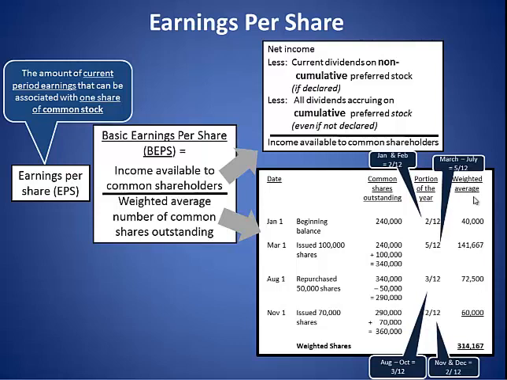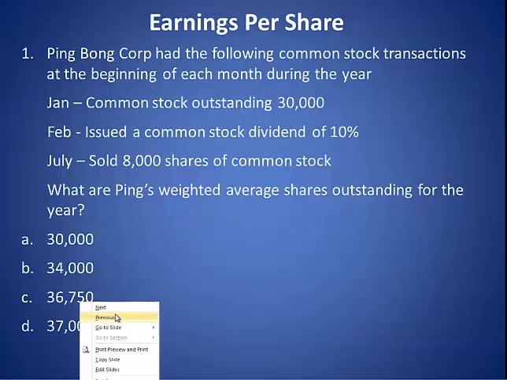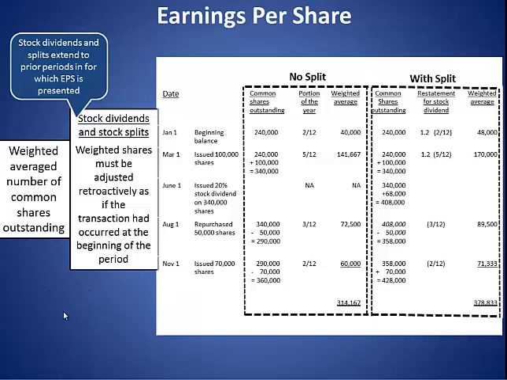So we total up our weighted average shares, and the weighted average in this case would come out to 314,167,000 shares. Now let's go on, and we're going to make the process just a little bit more complicated.